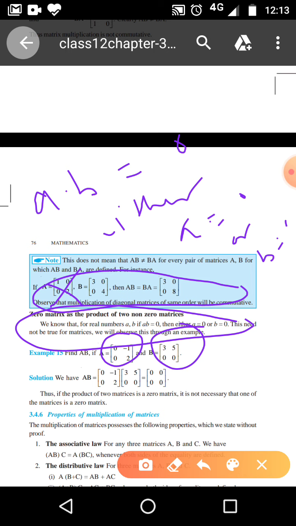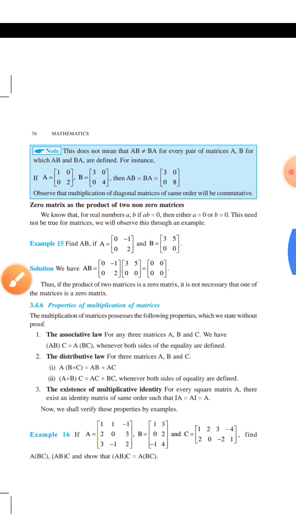So in this manner we see matrix multiplication. And also the properties of multiplication of matrices. Commutativity we have already seen. Now the next one is the associative law. Yes, matrix multiplication is associative, that means AB dot C is equal to A dot BC. The distributive law: matrix multiplication is distributive over addition. So A dot (B plus C) means AB plus AC, and (A plus B) dot C is AC plus BC.